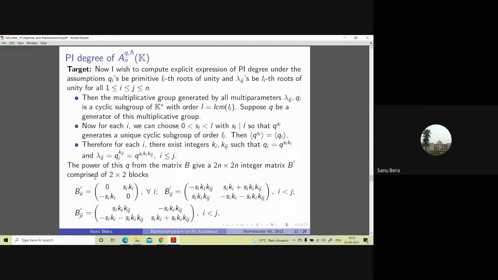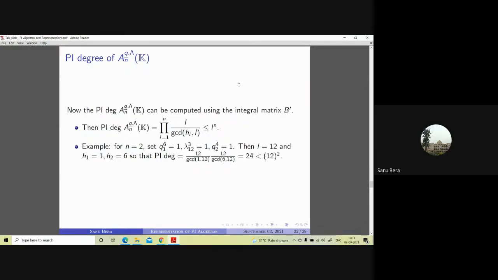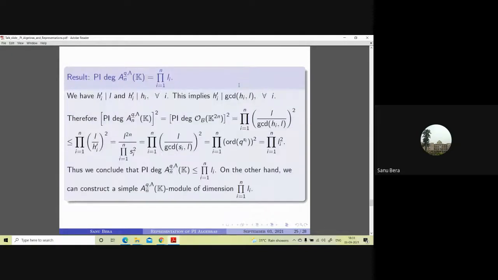We can explicitly say, under some restriction on the parameters, that q_i is a primitive l_i-th root of unity and lambda is also a root of unity. Under this restriction, we can say explicitly what the expression of the PI degree will be: the product of the l_i. And we also classified a certain torsion free class of simple modules. Not all simple modules, but a certain Z_i torsion free class of simple modules.